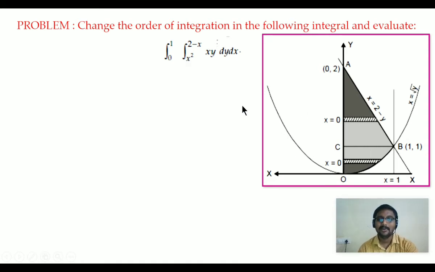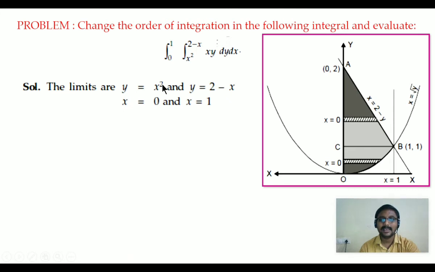So once again, y equal to x square means a parabola, and y equal to 2 minus x means a line passing through the points (0, 2) on the y-axis and (2, 0) on the x-axis. The intersection point is (1, 1). x equal to 0 means the y-axis, and x equal to 1 is a line parallel to the y-axis, intersecting at 2 points. One point is (1, 1), and the other point on the x-axis is (1, 0). So it is the rough sketch of the region.